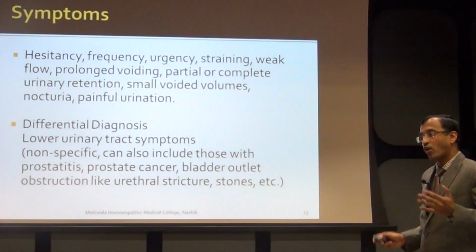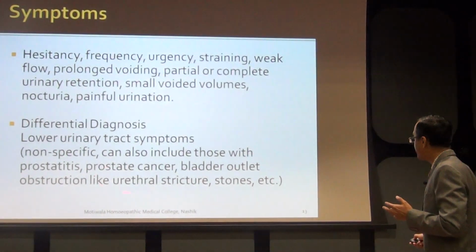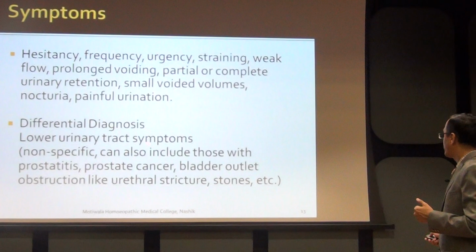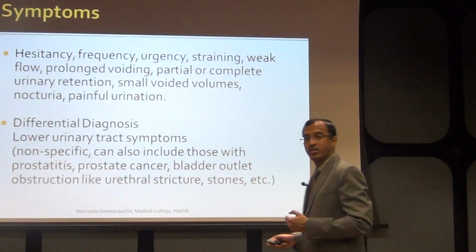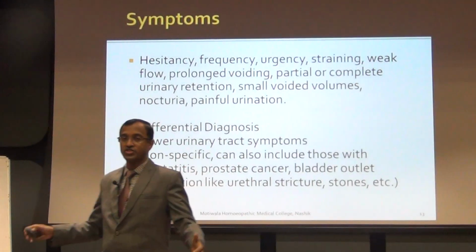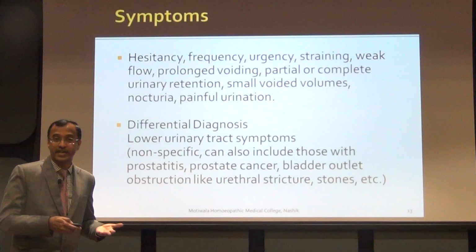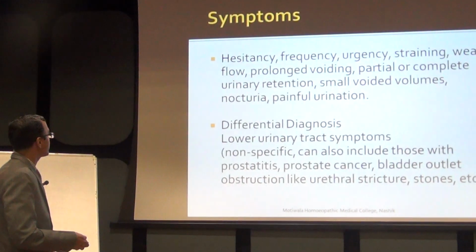All the symptoms will also guide you, indicating that the patient may be having prostatic cancer. It may be a bladder outlet obstruction like urethral stricture, or it may be a urethral stone, an obstructed stone. So all these differential diagnoses one needs to take care of while dealing with benign prostatic hypertrophy.